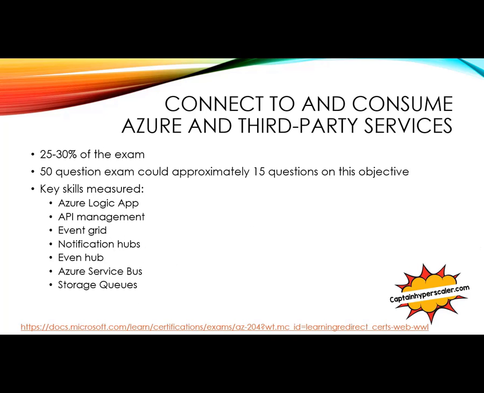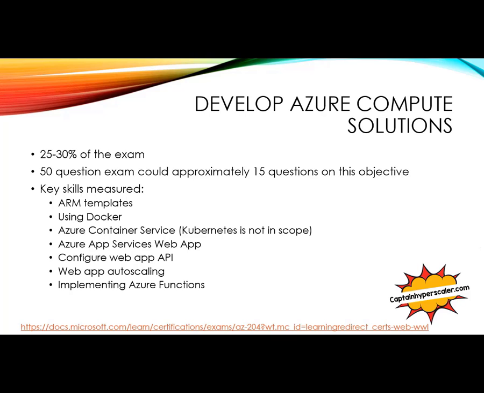The first of these weighted areas is Develop Azure Compute Solutions. So as you can see, this, again, is 25 to 30% of the exam. To give you a little bit of basis, if there are 50 questions on the exam, you could get approximately 15 questions based on this objective. That is not necessarily a one-to-one ratio.